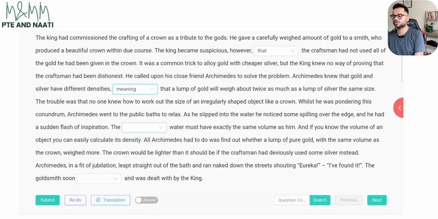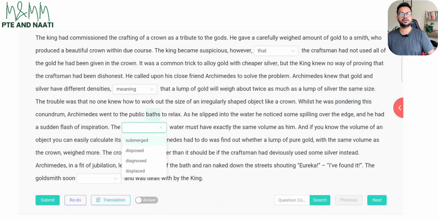The dash waters, we are talking about the same water which spilled over the edge. So we need something similar to that for that water. Options I have is submerged water, doesn't make any sense. Submerged means the one which is under the water. Submerged water doesn't make any sense.